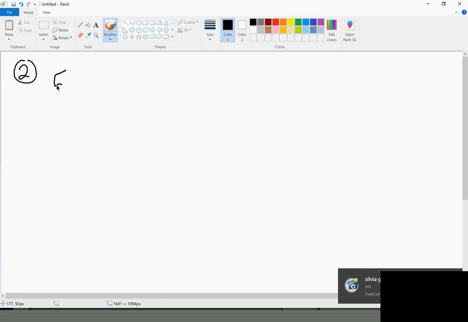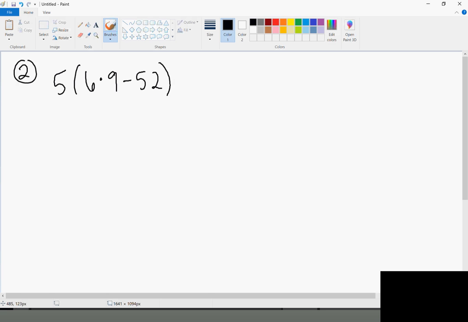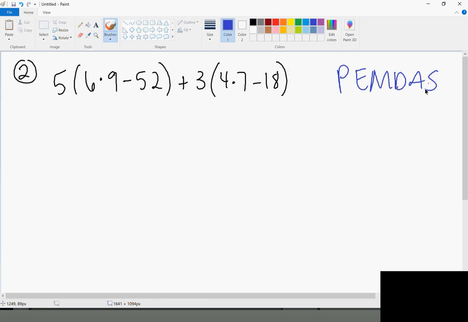So we have to simplify 5 times (6 times 9 minus 52) plus 3 times (4 times 7 minus 18). So again, we're going to follow order of operations, which is please excuse my dear Aunt Sally, or PEMDAS. Now here we do have parentheses, so we want to simplify within each parentheses first.